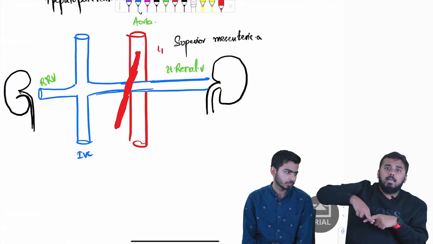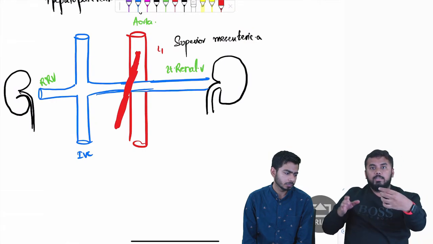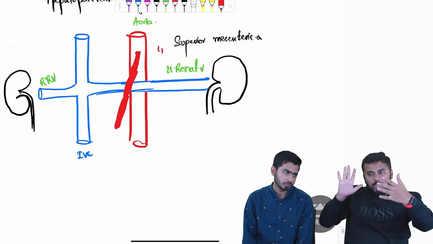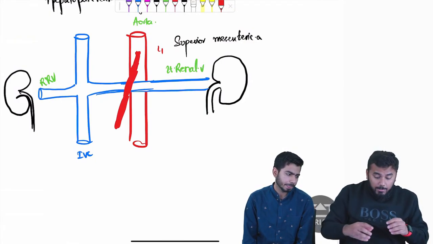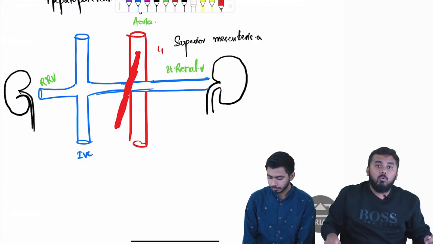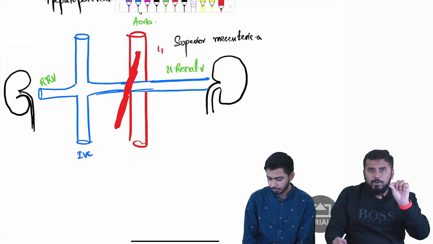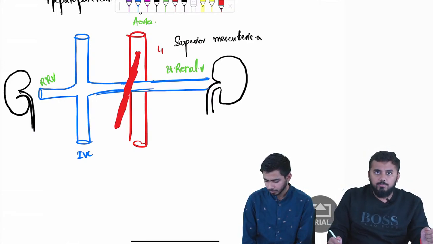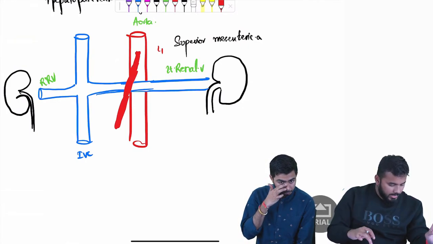So sometimes the left renal vein might be compressed between this superior mesenteric artery and aorta. Both of them can compress the left renal vein. As a result, the pressure within the left renal vein will increase, and that is called renal hypertension. So the left renal vein compression will lead to renal hypertension. All of you understood this?